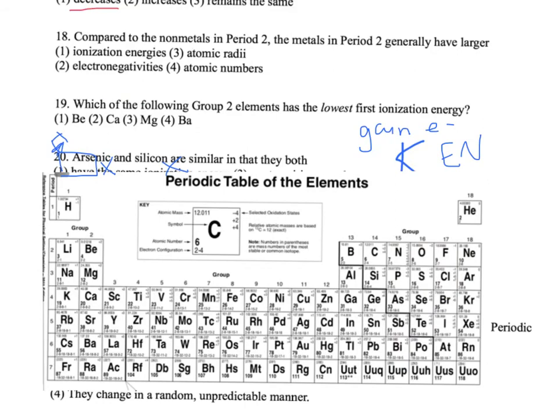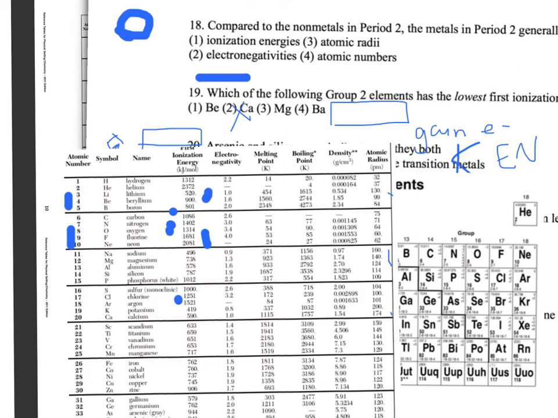The next question asks us to look across period 2 from lithium through to neon, and notice we're evaluating atomic numbers, atomic radii, ionization energy, and electronegativity. All of these values are found on reference table S. So here we're looking at period 2, we're looking at the metals and the nonmetals. So here we have metals, here we have nonmetals, and we're asked to evaluate what features the metals have that are greater than the nonmetals.